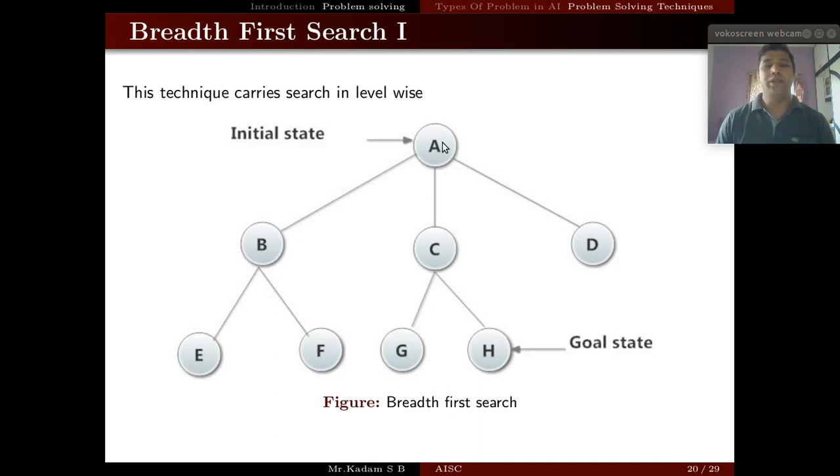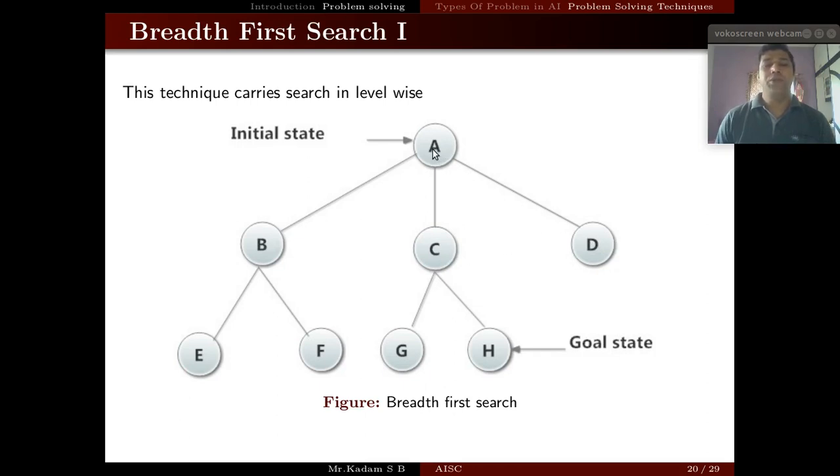So we'll start the searching process from A. We'll first check whether A is a goal node. If A is a goal node, then print succeed. If A is not a goal node, then we'll check whether it has successors. So A has successors B, C and D. So we'll explore these successors if A is not a goal node.